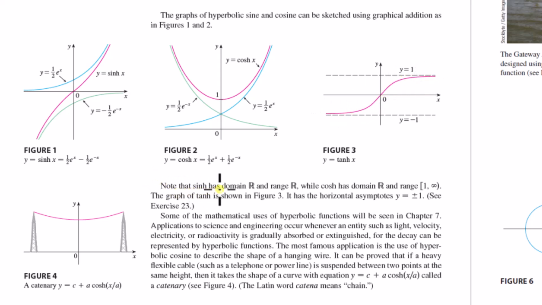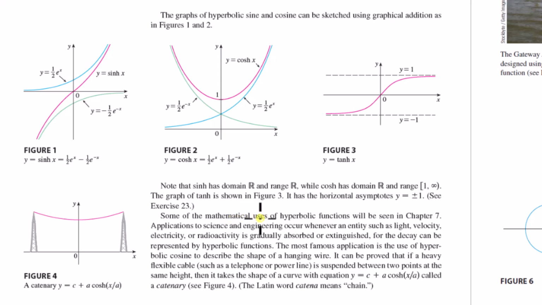Notice that hyperbolic sine has domain all real numbers and range all real numbers. So yeah, you can input any x and you can get any output. While hyperbolic cosine has domain all real numbers, but the range is greater than or equal to 1, to infinity. The graph of hyperbolic tangent is shown in figure 3. It has the horizontal asymptotes y is equal to plus or minus 1. So the domain is all real numbers and the range is between minus 1 and 1.